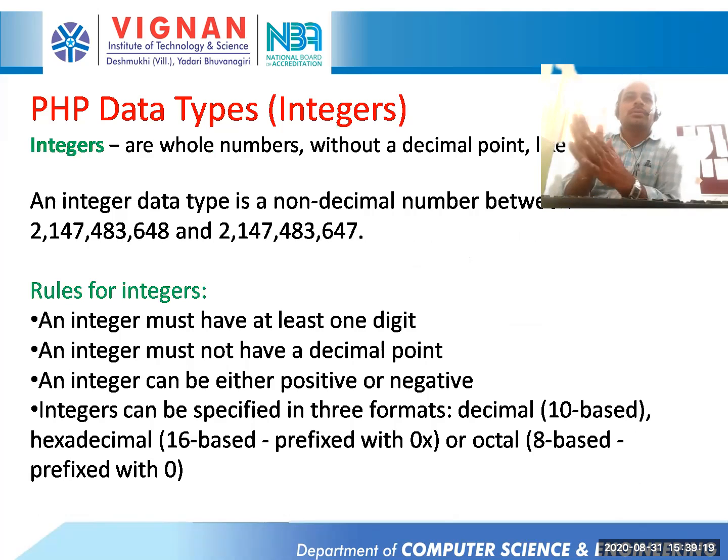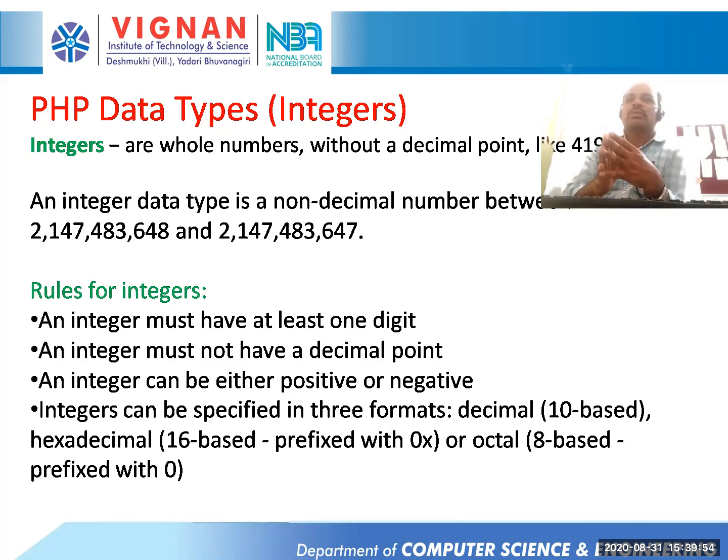Next, in detail about the integer data type. Integers are whole numbers without any decimal point, like 4195. The integer data type is a non-decimal number within a specified range. We have the range from -2147483648 to 2147483647. This is the range of integer values, and there are some rules for integer data types.